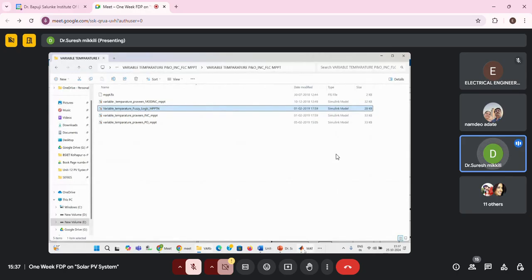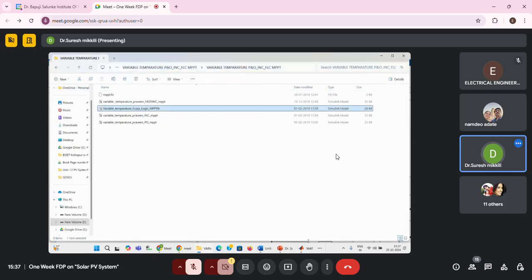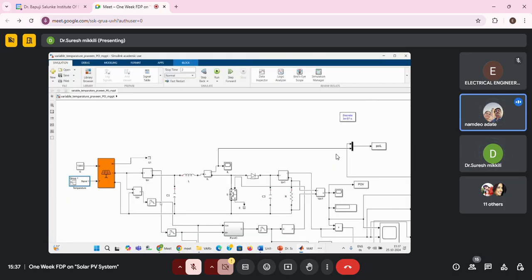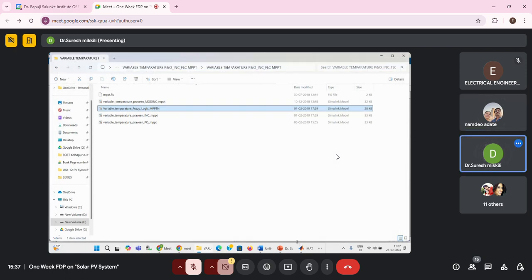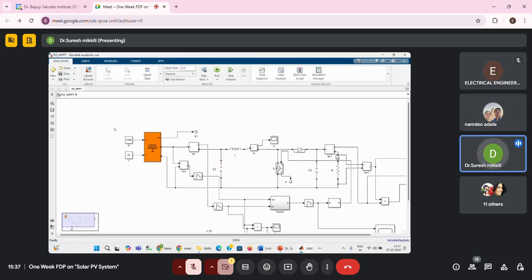Now, I will take the basic one and show you how MPPT can be applied. This one I'll close. Now see, when MPPT is taken, the basic one I'm taking. So first the PV array, then 1000 watt per meter square, then temperature.